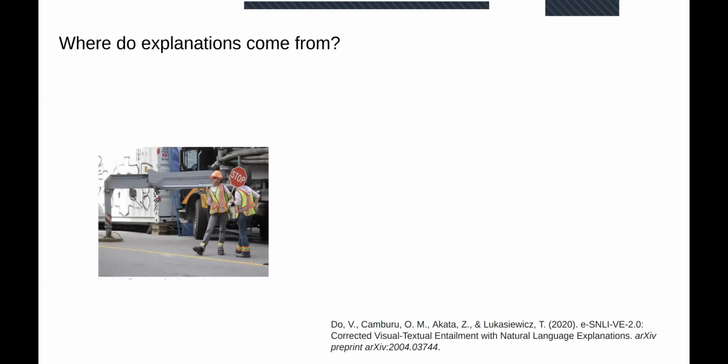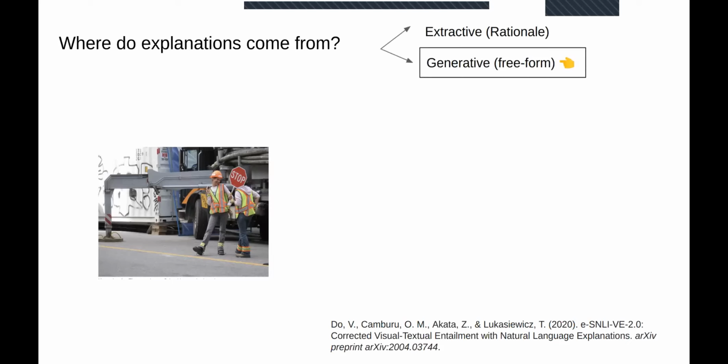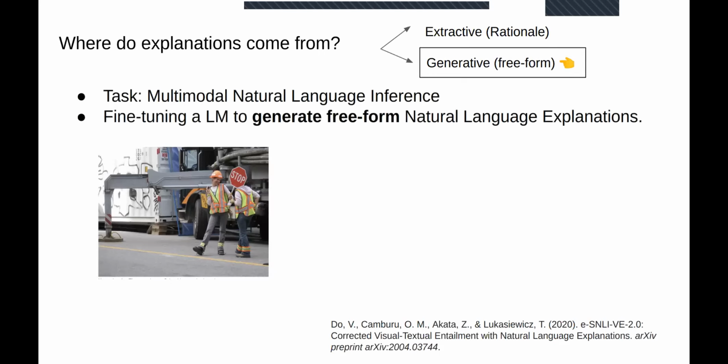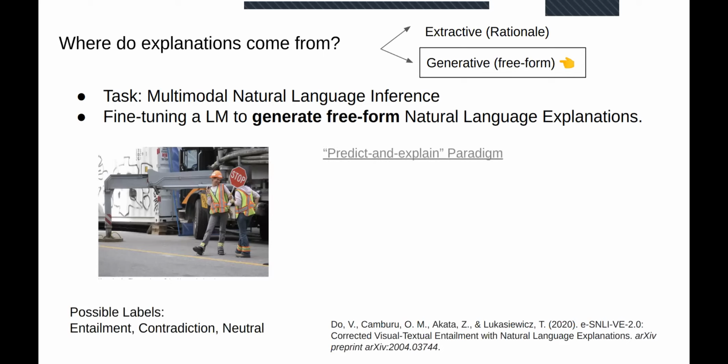Okay, so where do explanations come from? Explanations are typically categorized into free-form, generative, and extractive rationales. And we deal with free-form natural language explanations in this work. The classification task in question is multimodal NLI, and the standard thing that people do in this task is to fine-tune a language model to generate the free-form natural language explanations using inputs and predicted labels from the multimodal task itself. So our setting is characterized by the interpretation of black box classification models via generative explanations, and this is known as the predict and explain paradigm.